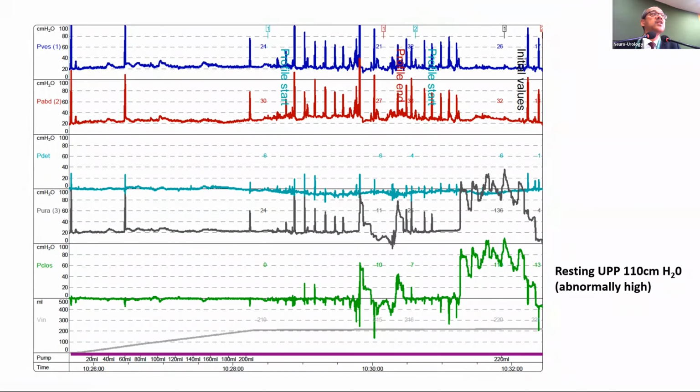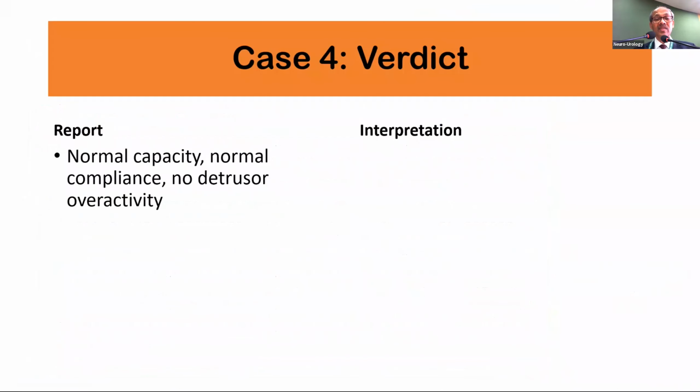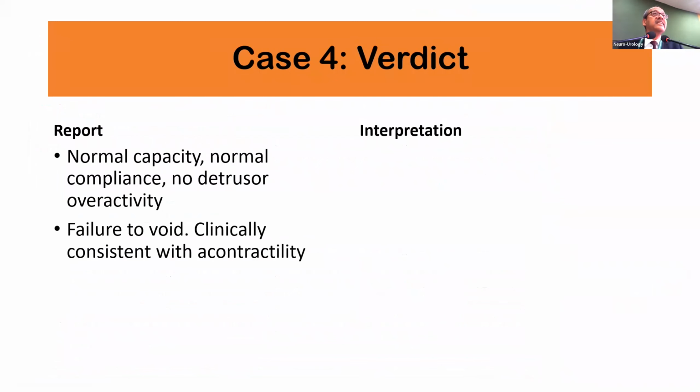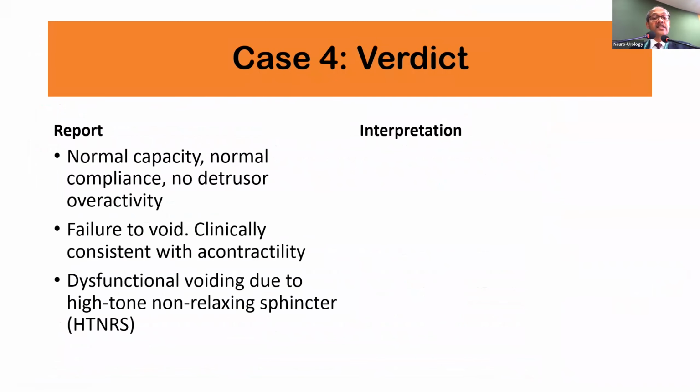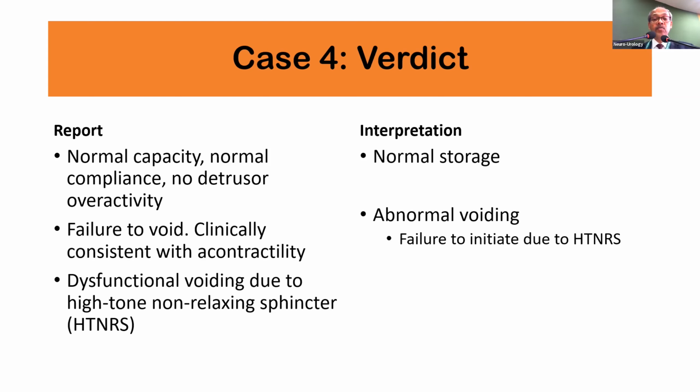We do not have good terminology for such conditions, but the best terminology that I can offer at this point is what we call the high tone non-relaxing sphincter. So she has a normal capacity, normal compliance, no detrusor overactivity, and failure to void clinically consistent with acontractility, a dysfunctional "voiding" due to a high tone non-relaxing sphincter, or the HTNRS. Normal storage interpretation, abnormal voiding, presumably because of a failure to initiate the void due to a high tone non-relaxing sphincter.